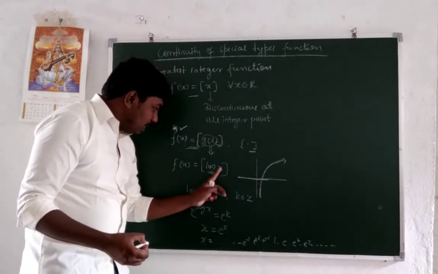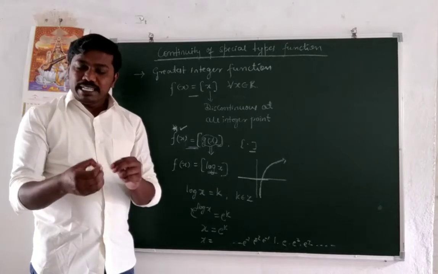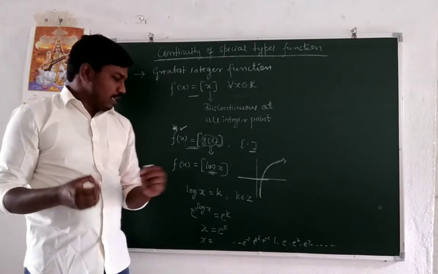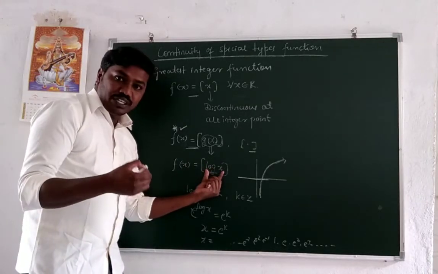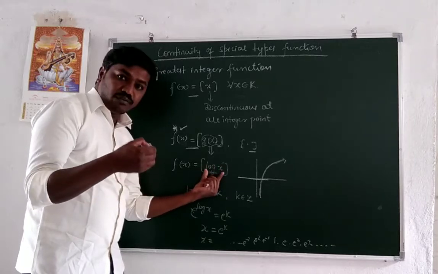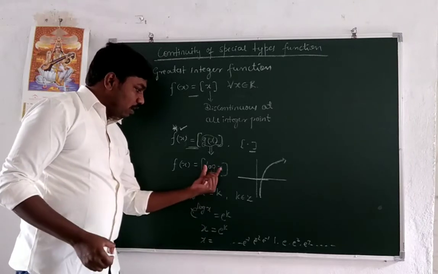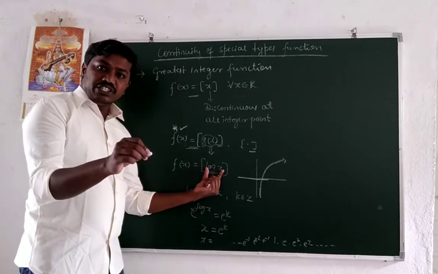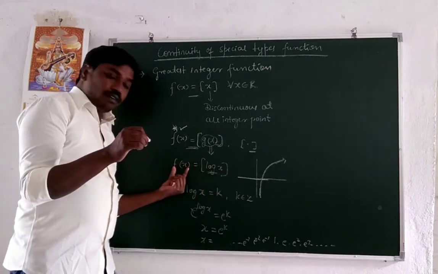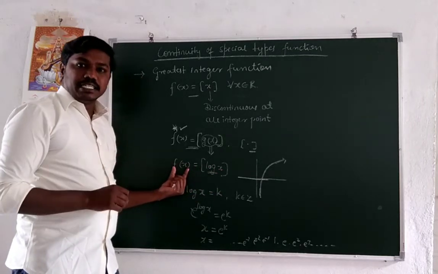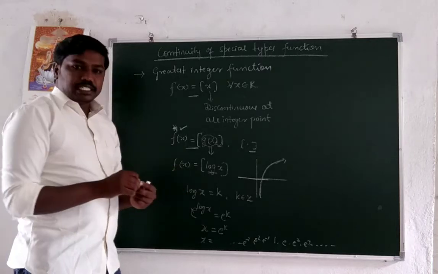And log e base e value is how much? 1. So greatest integer of 1 is 1. So wherever log x becomes an integer, f of x is discontinuous.